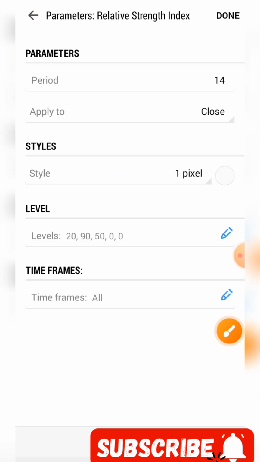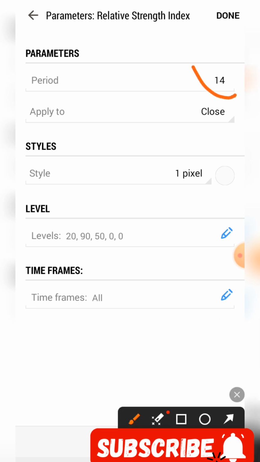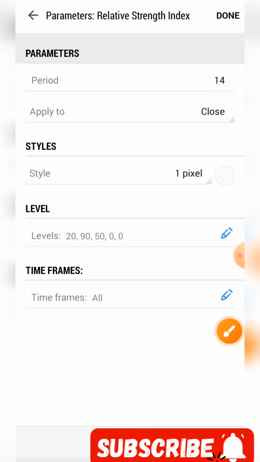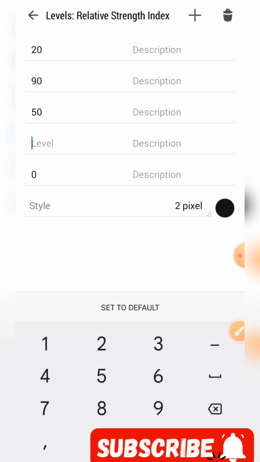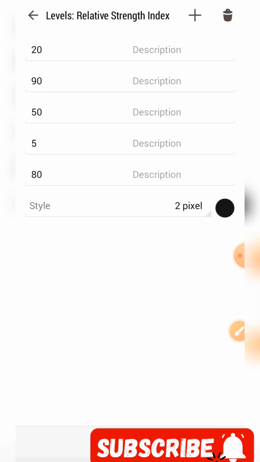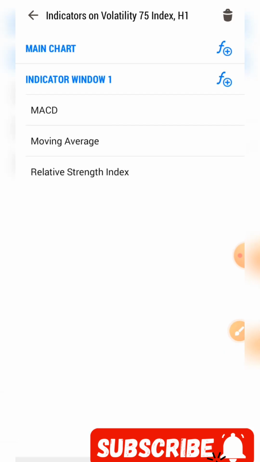Now what we have here is 14, so I'll go back to these levels. This time I'm supposed to add 5, but add 7. Add 7. Do you get that? Add 7, or possibly 5. Any one that suits you, add it. Then this time I'll add 80. Then I'll mark it and press done.